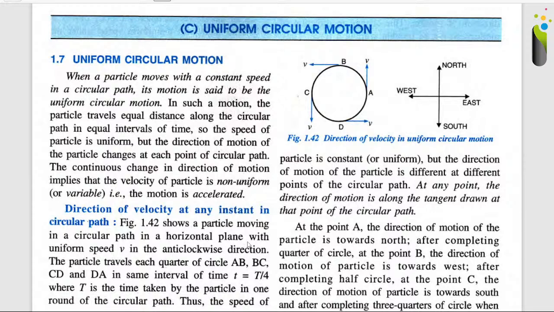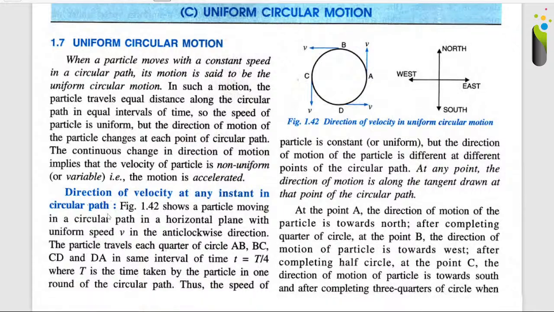Now, 1.7 uniform circular motion. When a particle moves with a constant speed in a circular path, its motion is said to be uniform circular motion. In such a motion, the particle travels equal distance along the circular path in equal intervals of time, so the speed of the particle is uniform, but the direction of motion of the particle changes at each point of circular path. The continuous change in direction of motion implies that the velocity of particle is non-uniform or variable, that is, the motion is accelerated.